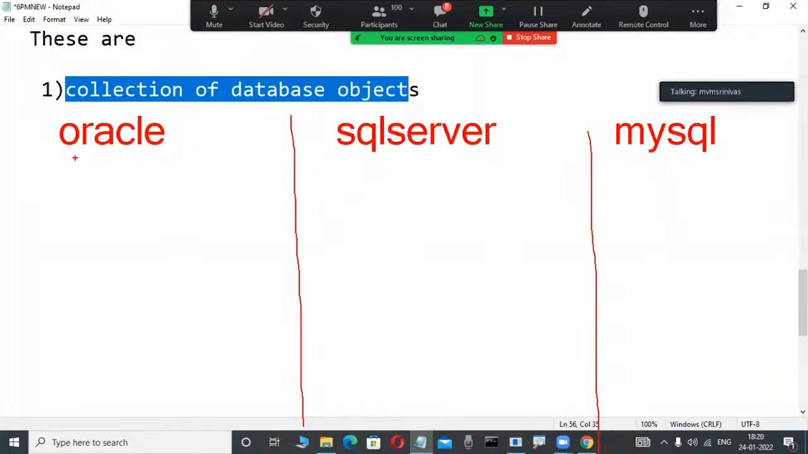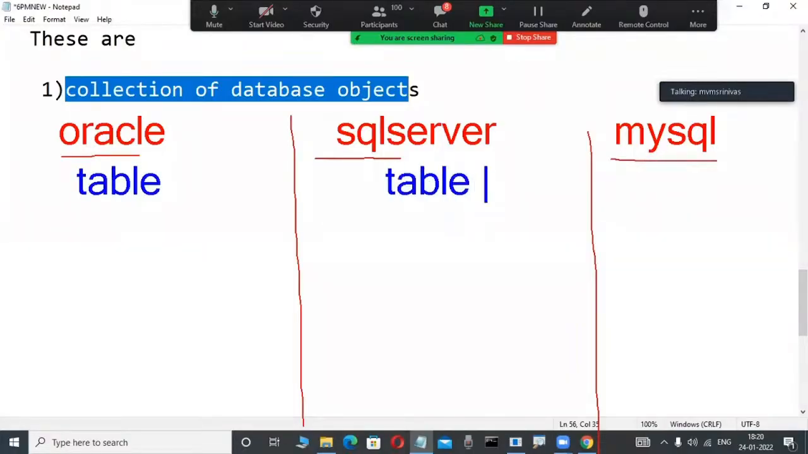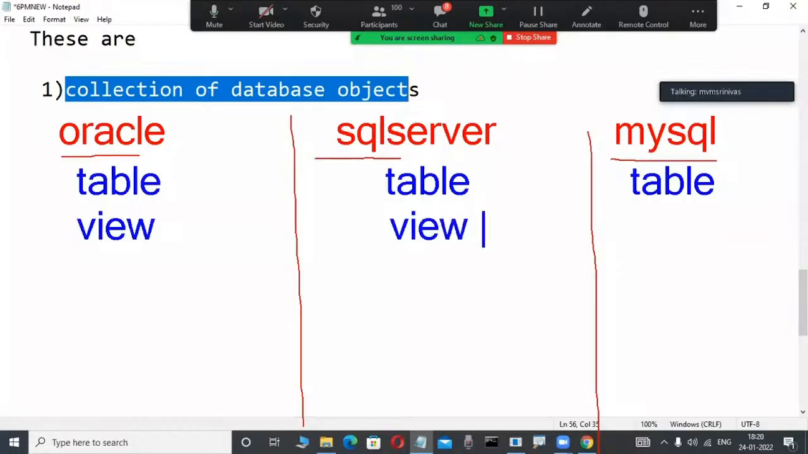Okay, fine. But in Oracle, which database objects are available? Maybe a first-time newcomer has an idea. Table, no? A table is a database object. Here also a table is there. Here also a table is there. In MySQL also a table is there. Same. Again, here a view is a database object. It has some purpose. Here also a view is there. Here also a view is there. A view is a database object. Here a synonym is a database object. What is a synonym?